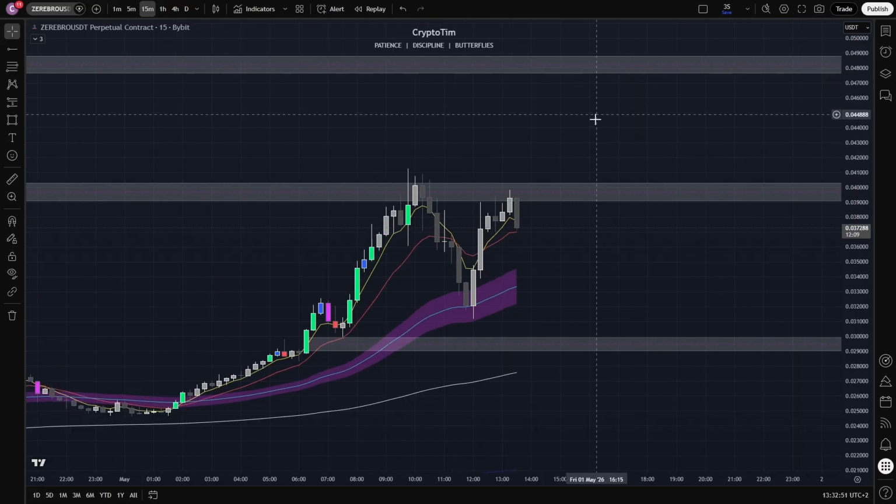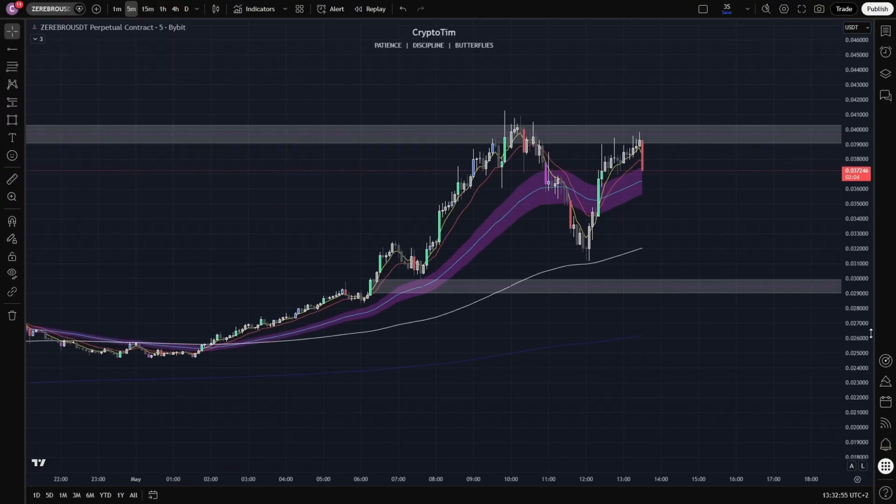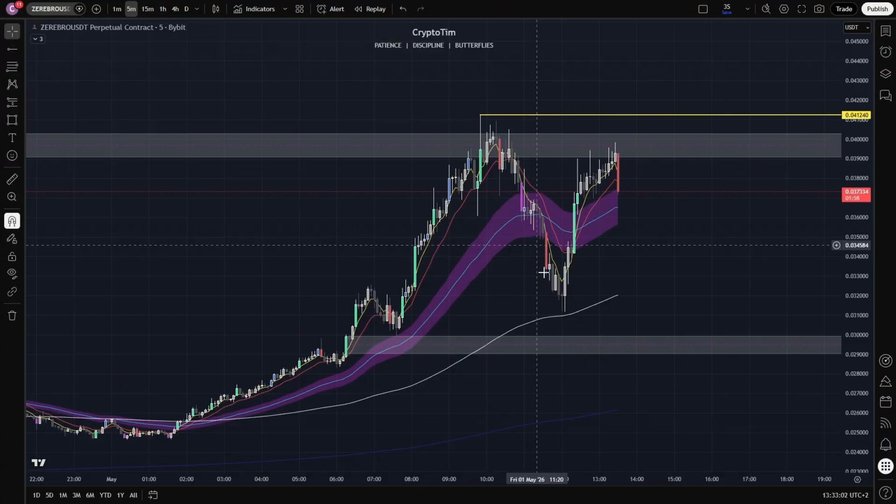Honestly, this is quite far. What I would prefer to see here, really, is that they take this high out again, for people that are trapped in the short that didn't take profit here to get swept out. You know, these people who shorted here, they most likely have their stop above there.